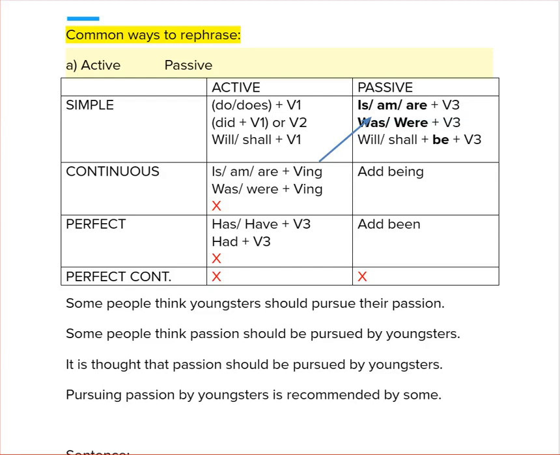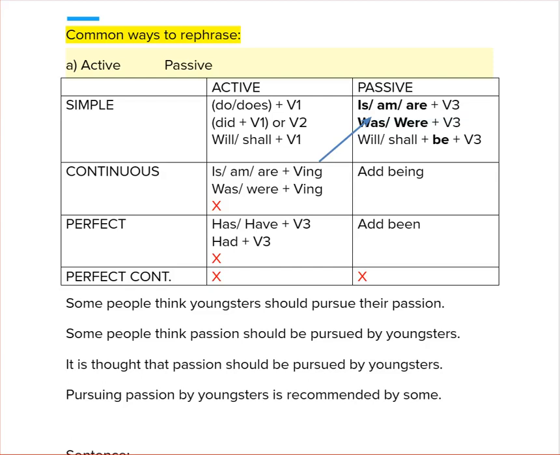First way is active to passive. Simple: active is do/does plus verb first form. Passive is am/is/are plus V3. Did plus V1 or V2 becomes was/were plus V3. Will/shall plus V1 becomes will/shall be plus V3.